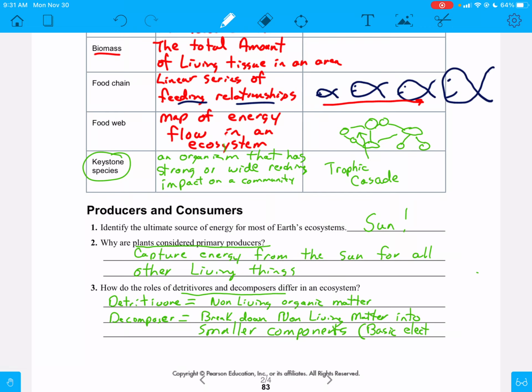Okay, so almost E-L-E, that is not election. Elements, E-L-E-M-E-N-T-S, okay? So breaking trees down into carbon, or breaking rotten leaves down into phosphorus, things like that. So that's going to be more of a decomposer, just turning things into like totally abiotic factors altogether.